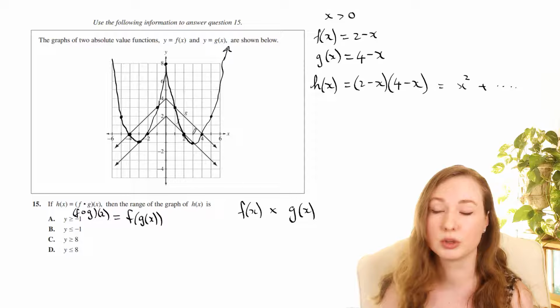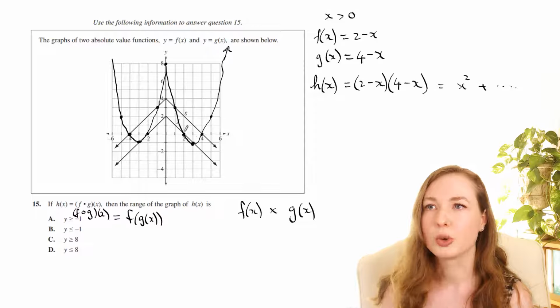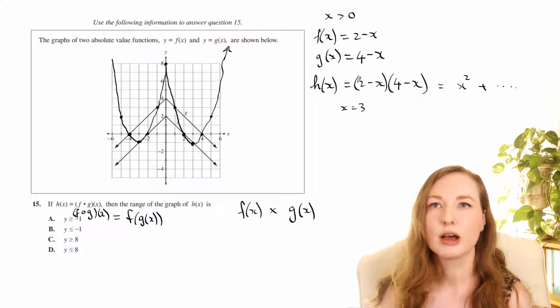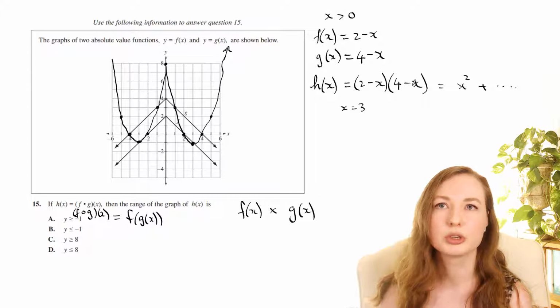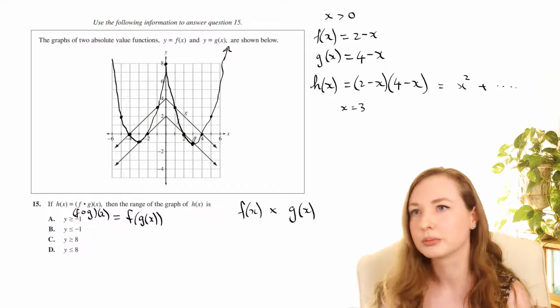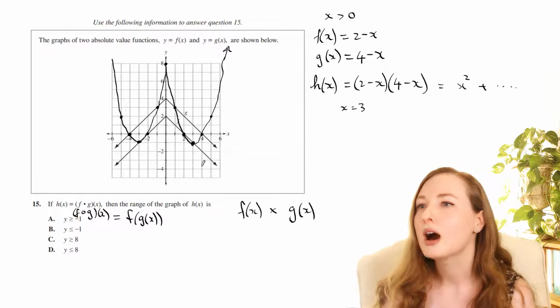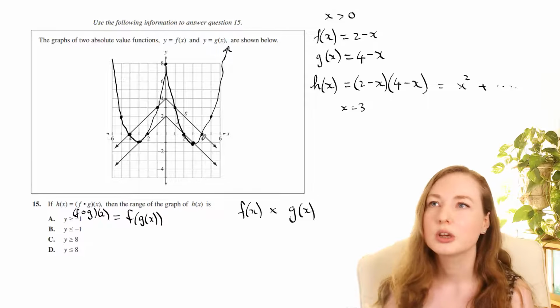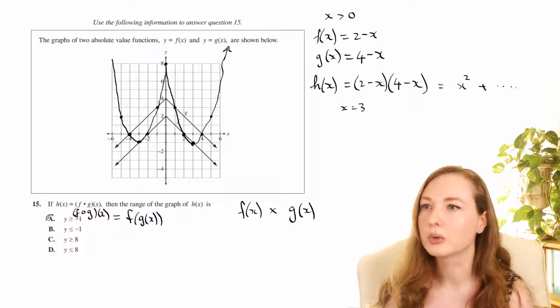The vertex of the parabola, that turning point, is always halfway between the two intercepts. So we know it's going to be where x equals 3. And if we plug that into here, then we'll have 2 minus 3, which is -1, and 4 minus 3, which is 1, so -1 times 1. So yeah, definitely -1 is the lowest point on the parabola. So the range is just going to be, y has to be greater than or equal to -1, which is A.